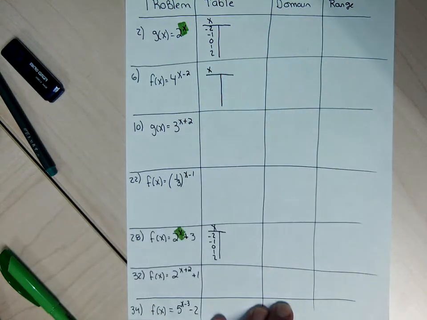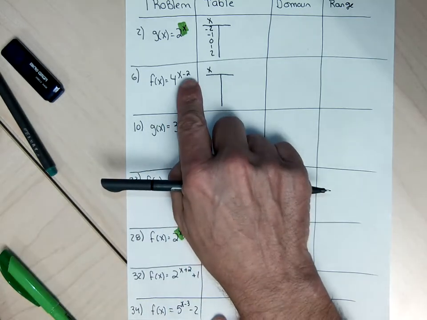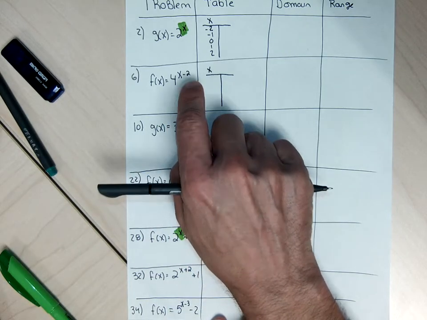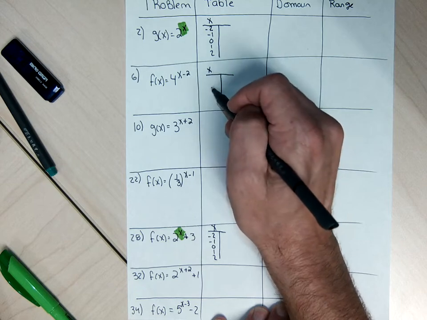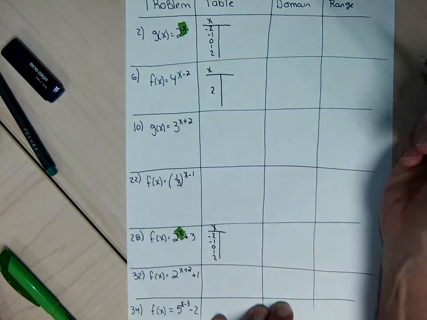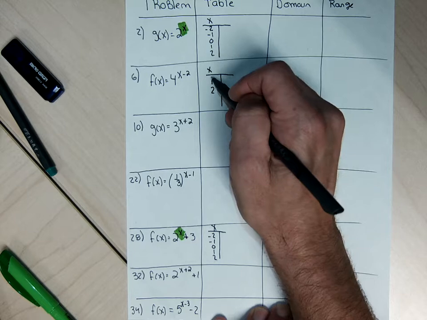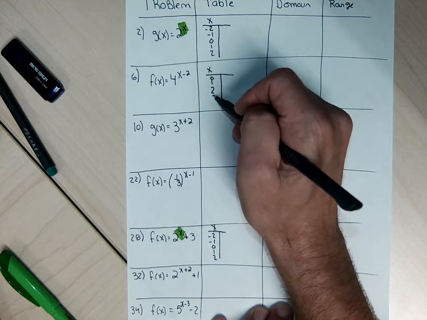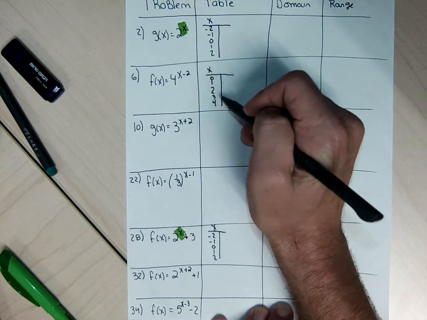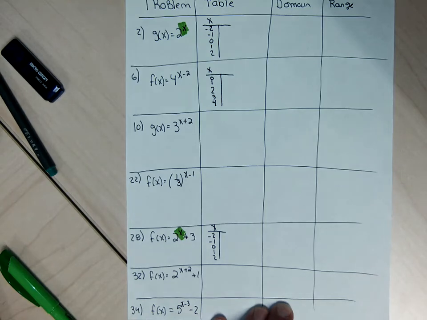So when I eventually go to graph problem 6, the exponent is x minus 2. I'm going to change the sign of that -2 to +2 and then go smaller and then bigger. The table that I would use to graph number 6 and the x's would have 0, 1, 2, 3, and 4.